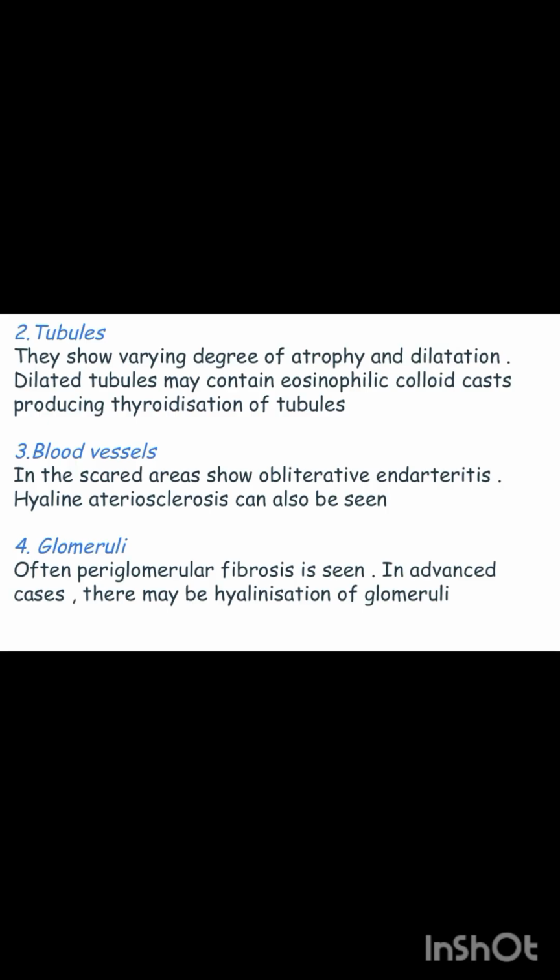And looking at blood vessels, in the scarred areas they show obliterative endarteritis, and hyaline arteriosclerosis can also be seen. That is, the blood vessels undergo hyalinization. In glomeruli, periglomerular fibrosis is often seen. In advanced cases, there may be hyalinization of the glomeruli, and there is deposition of fibroblasts around the glomeruli.